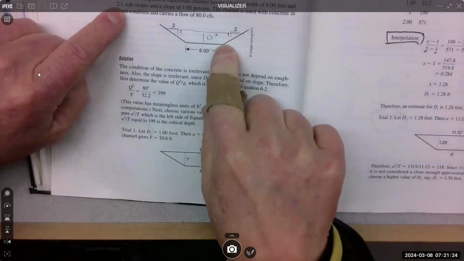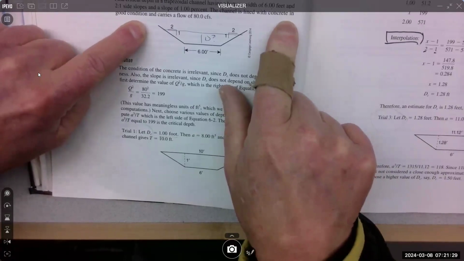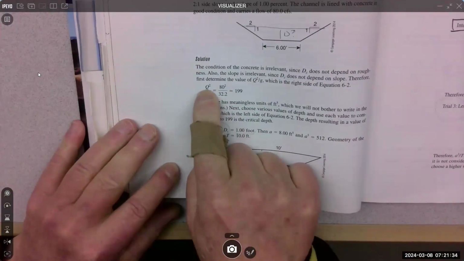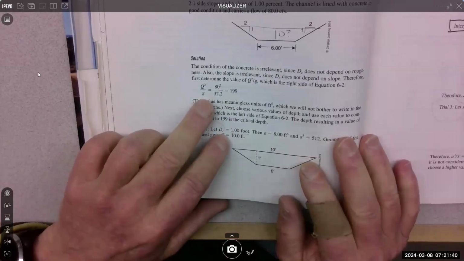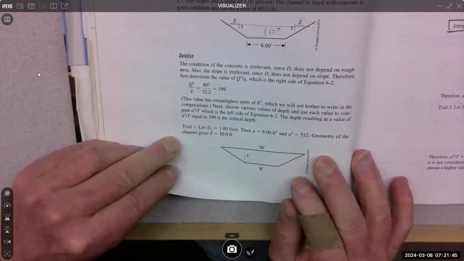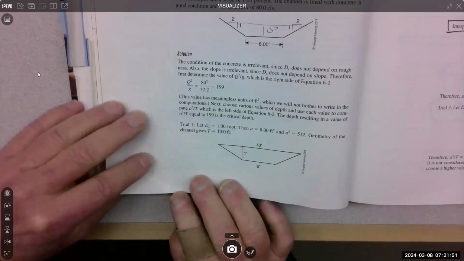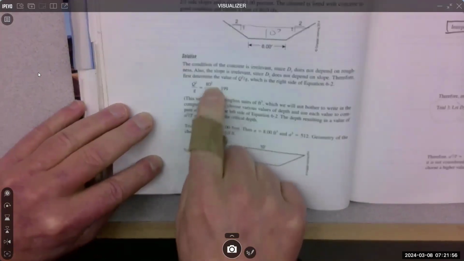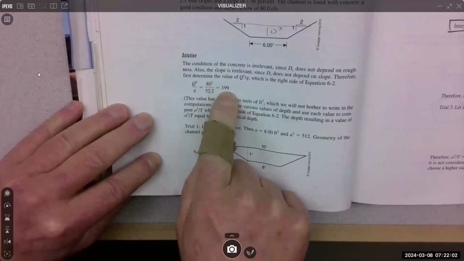So you're given a slope of 1%. The channel is lined with concrete, good condition, and it carries a flow of 880 CFS. So we know the flow rate, we know the wetted perimeter, we know gravity, right? We can calculate this 199 number for Q. So this side of the equation is the 199. The Q squared over G, 199.